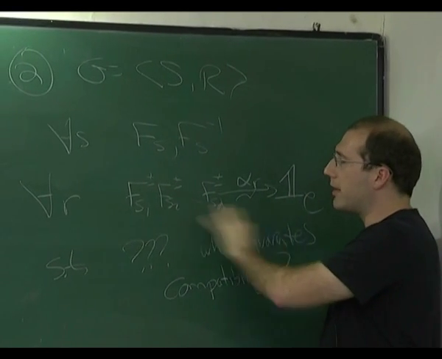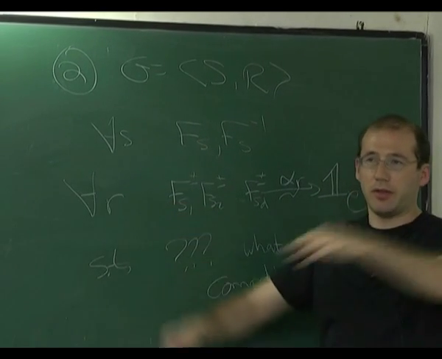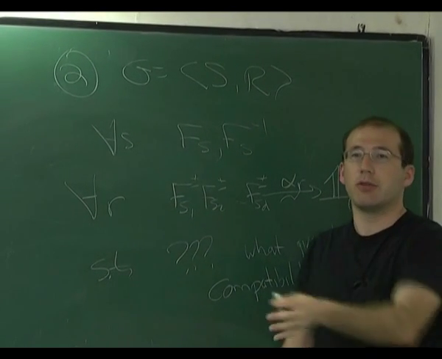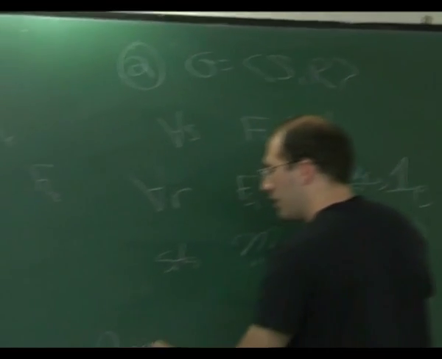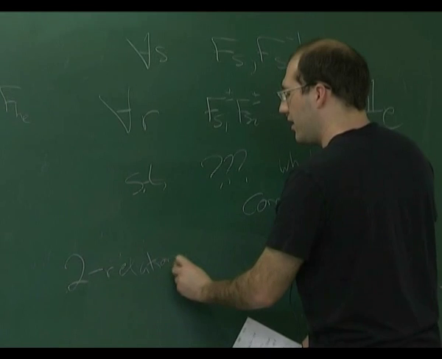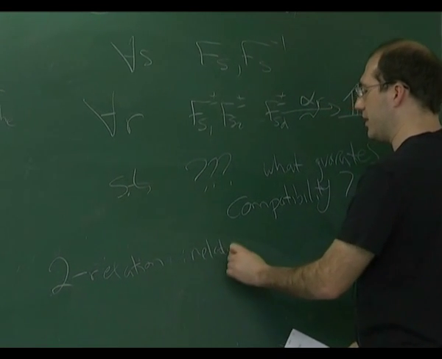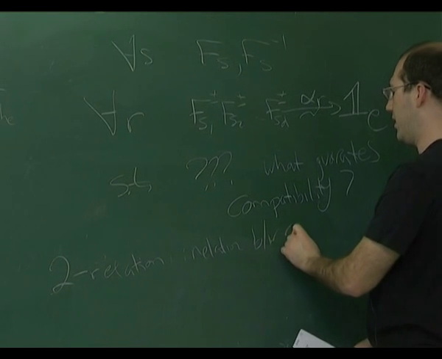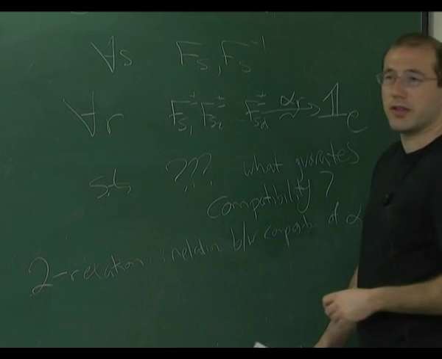The point is that you could write down some kind of word in these alpha R's. You could write down some sort of composition of these things and say, okay, this is equal to some other composition. This is what we'd call a two relation. It would be some sort of relation between compositions of various alpha r's and their inverses.